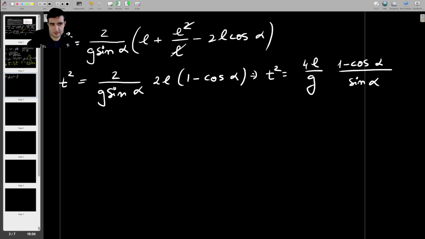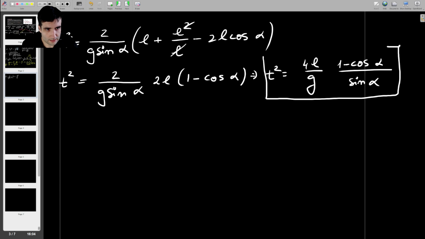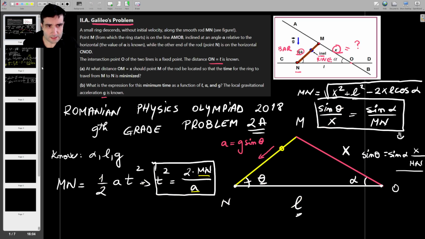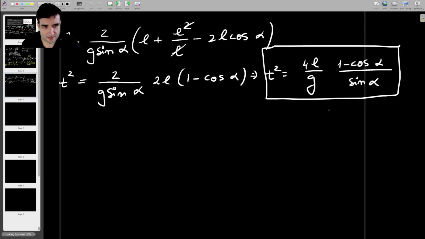So we can actually leave it like this. The problem is basically solved at this point. So we've got a time, a minimum time I should say, which is equal to this, and that corresponds to an x value equal to L. So what does this actually mean? Well, it means that point M should be placed in such a way that those sides of the triangle are going to be the same. So in other words, minimum time is achieved when this MON triangle is isosceles, which is interesting.